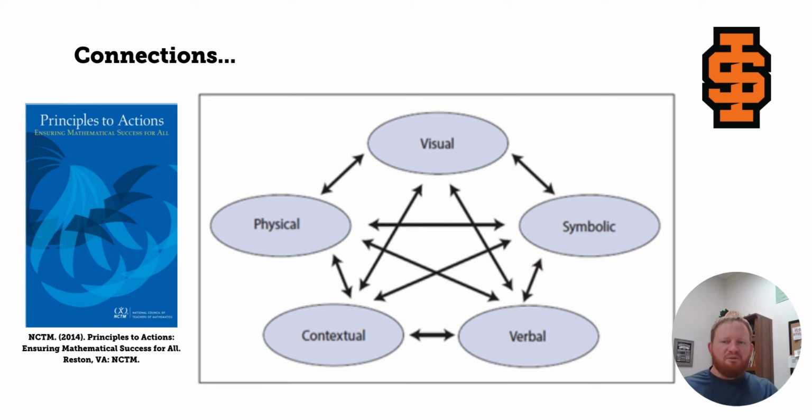So in the book, Principles to Action, this diagram is displayed. Students should be able to make many connections to the math concept they are learning. There are 5 primary connections: visual, symbolic, verbal, contextual, and physical. If a teacher omits one of these connections, students are less likely to understand and recall math concepts. Pause the video for a moment and reflect on how this might apply to math concepts.